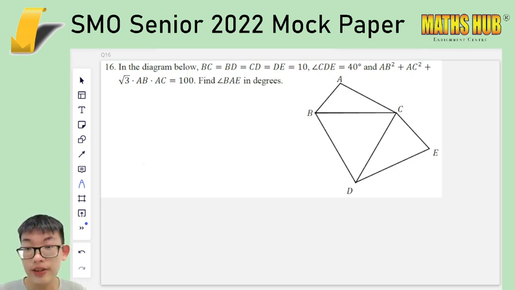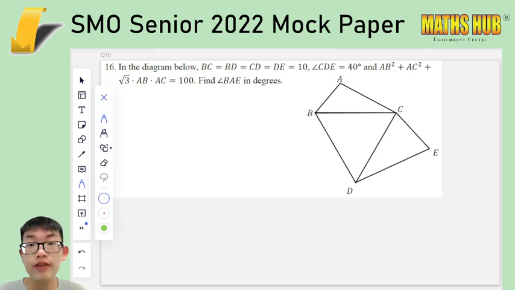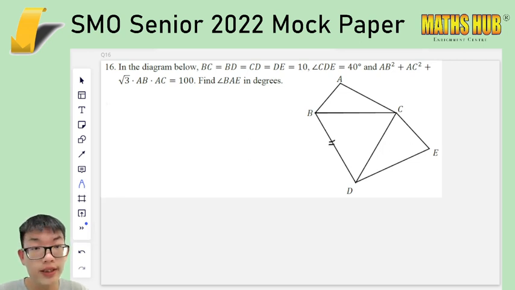Let's get started with question 16, where we are given 4 equal lengths, which is already quite nice. All of these lengths are equal to 10. There's a 40 degrees here, and a rather strange looking condition to do with AB and AC.